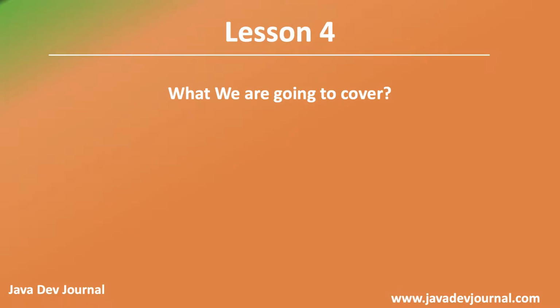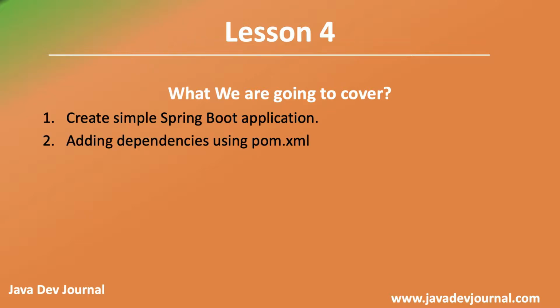Okay, what we are going to cover in this lesson: we are going to create a Spring Boot application. We will be adding the dependencies using pom.xml, which is a Maven file. I'm going to discuss a little bit more about it, so just hold on for a second. We are going to run our application. There is a main method, which is the entry point for the Spring Boot application. We will have a little bit more discussion around the main method.